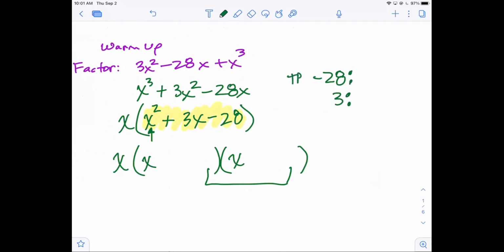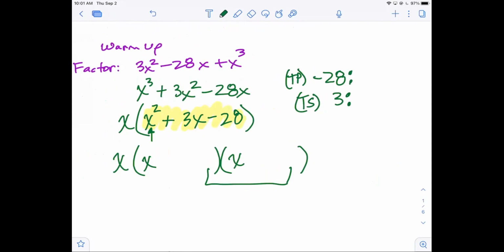This is your target product. This is your target sum, okay? And sometimes it's a guess and check. What are the factors of negative 28? Well, negative 28 and 1. When you add those together, you get negative 27. That's not 3. That's not going to work. What about 28 and negative 1, huh? Well, that gives you positive 27.